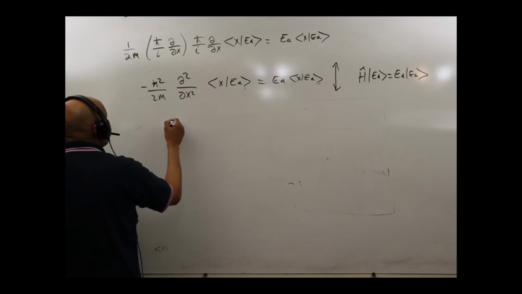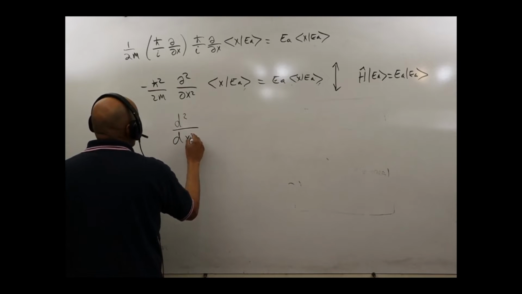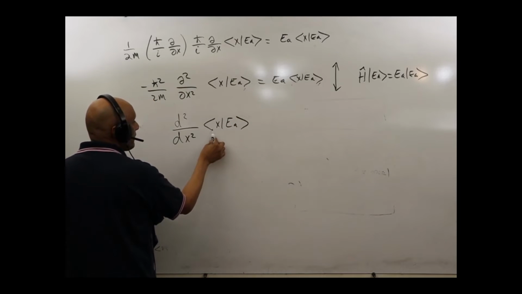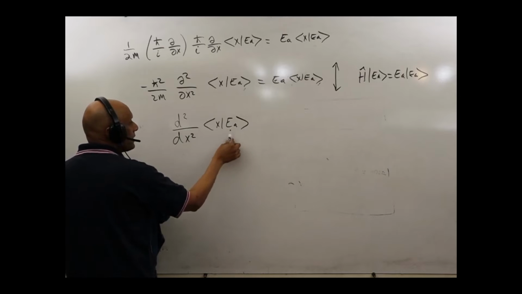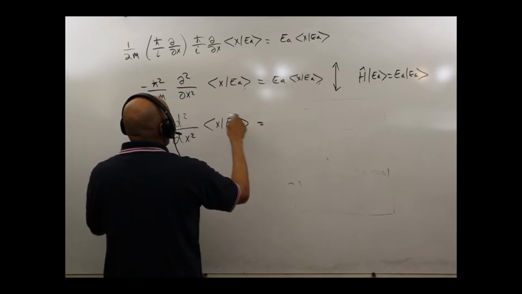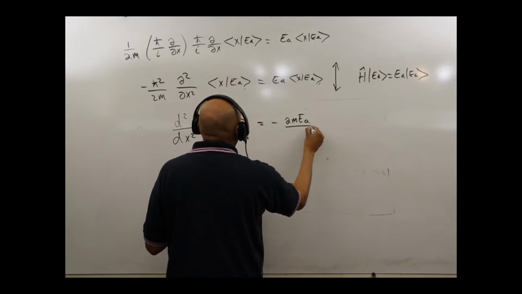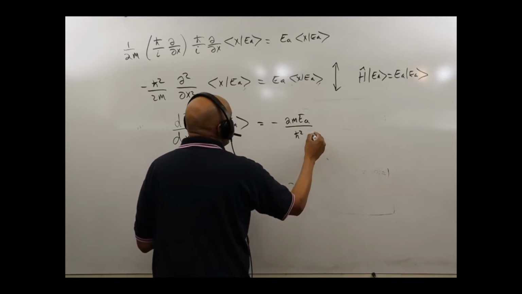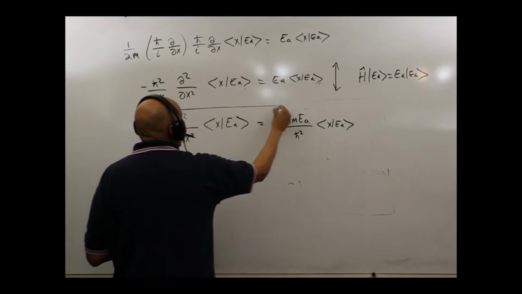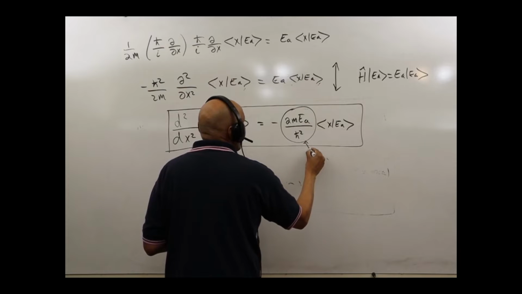So let's erase this. We got the general idea. Let me convert this into a total derivative. You've got to get used to the habit of thinking that this is a function of x. We're projecting the eigenstate, the a-th energy eigenstate, into position space. We're going to move the 2m over here, so it's minus 2m times the energy eigenvalue over h bar squared. This is our general solution for omega.